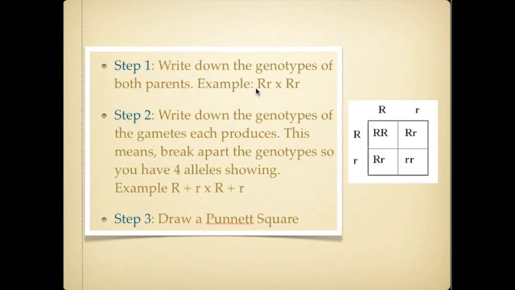Your next step is to write down the genotypes of the gametes they each produce. That basically means break them apart. You have two letters, so break each set of letters apart. So I broke down the capital R and lowercase r, and I did the same thing with the other parent as well. Your next step is to draw a square. You're going to draw one square and then split it up into 4.